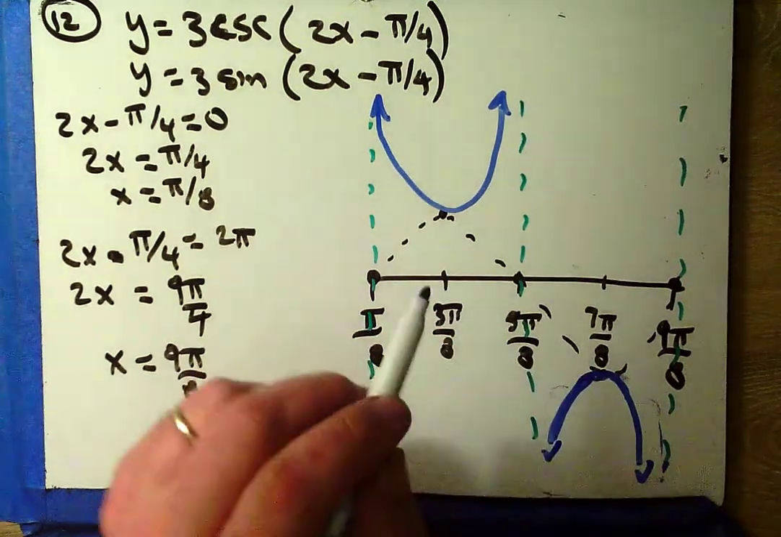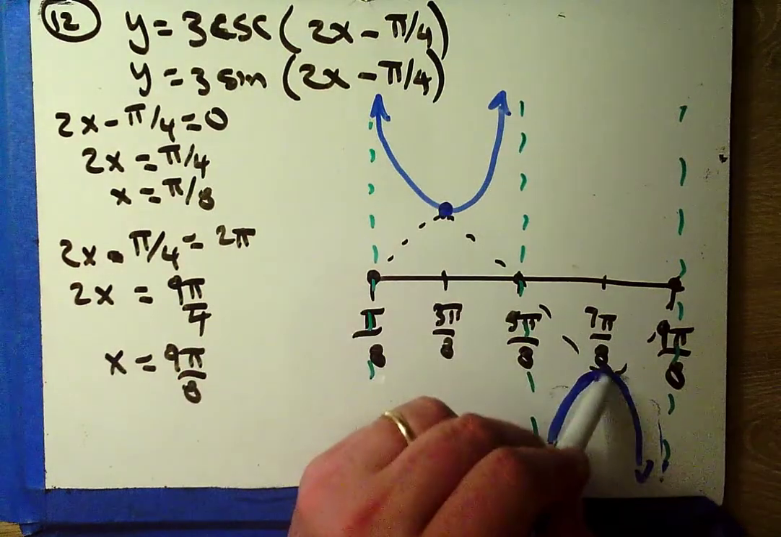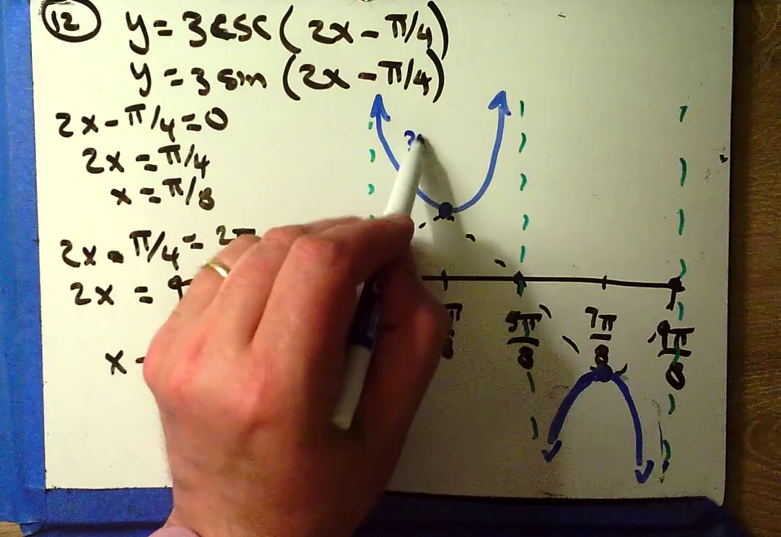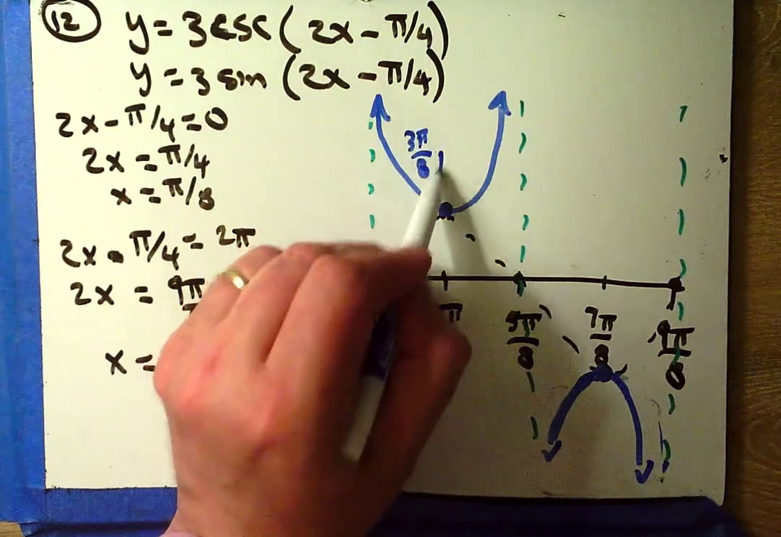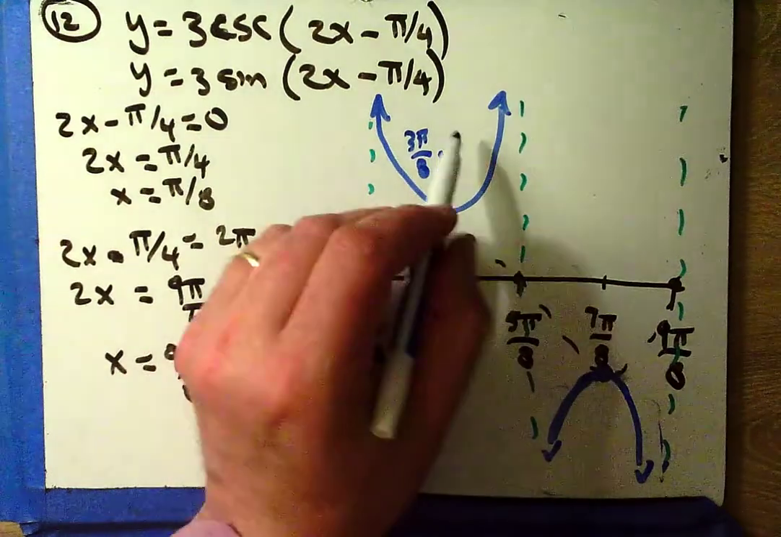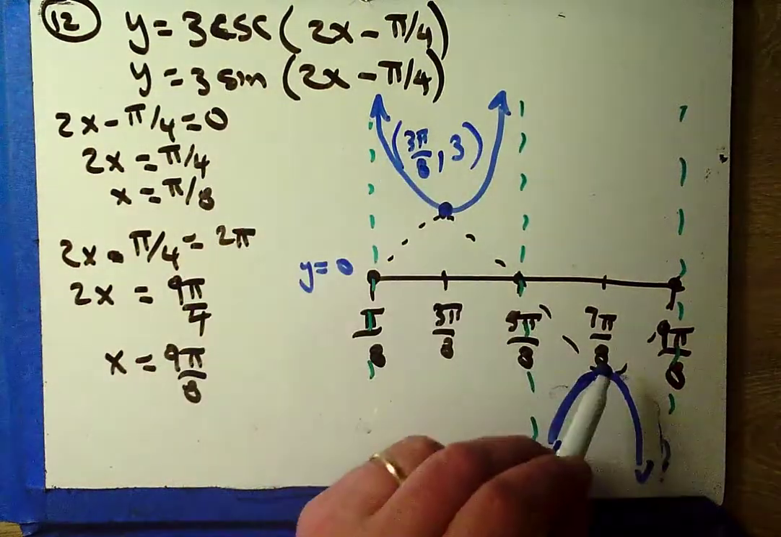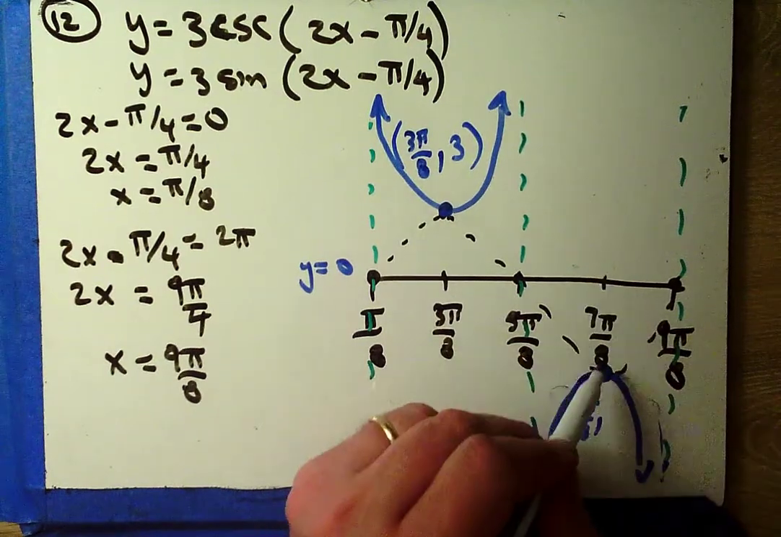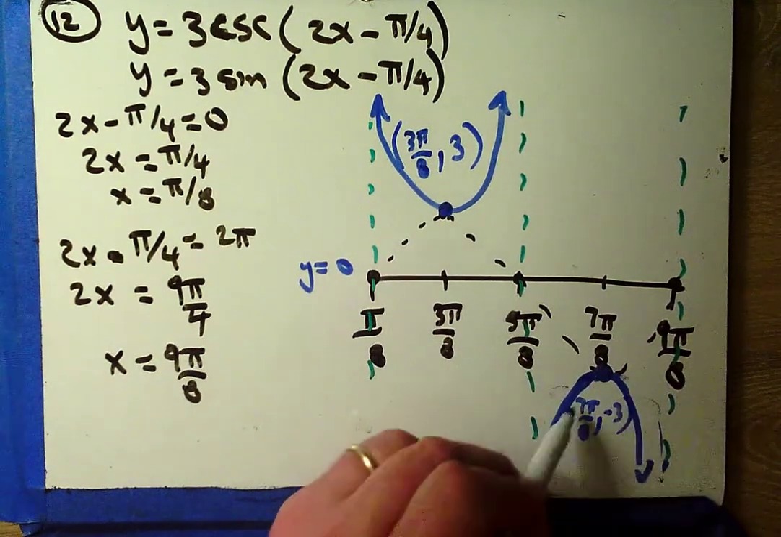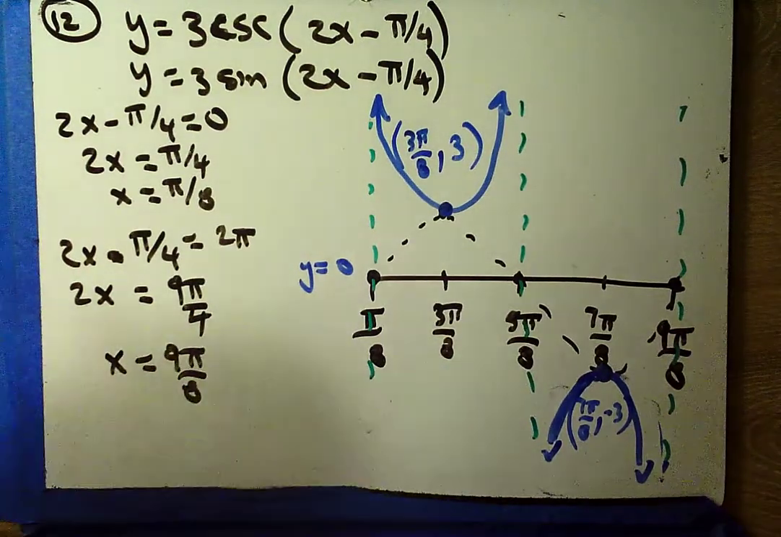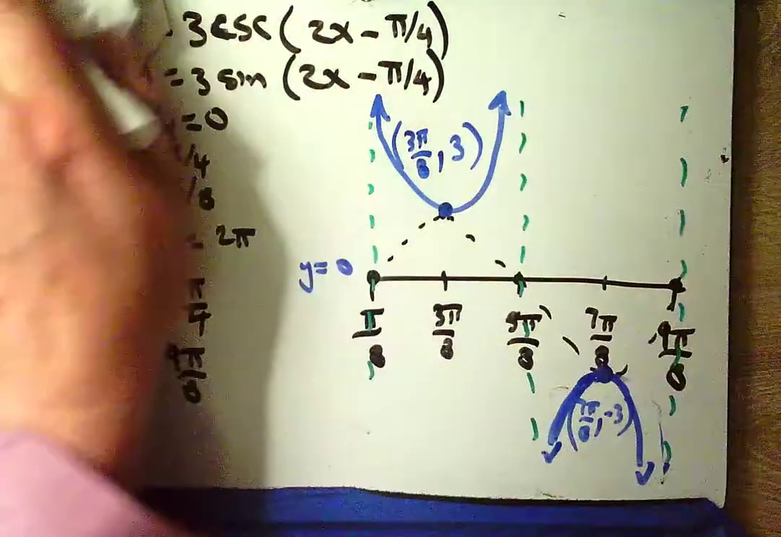Okay? Now, we still need to label these points, these high and low points. Well, we know this is 3 pi over 8. And we know the amplitude is 3. So 0 plus 3 makes 3. And over here we have 7 pi over 8. And 0 minus 3 is going to be negative 3. Okay. There's our number 12, 3 cosecant.